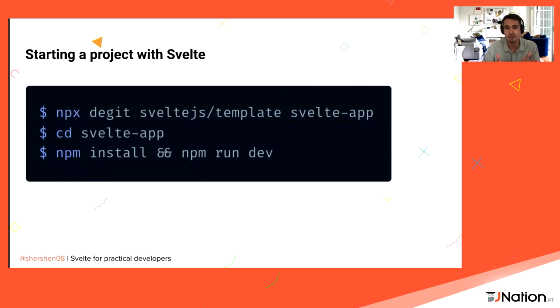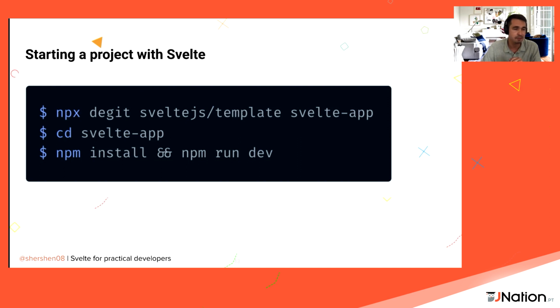And now let's finally dive into how to start the Svelte project. As you can see, we can either download the Hello World app from a repository called sveltejs/template, or you can run the command that is the first line in this slide.